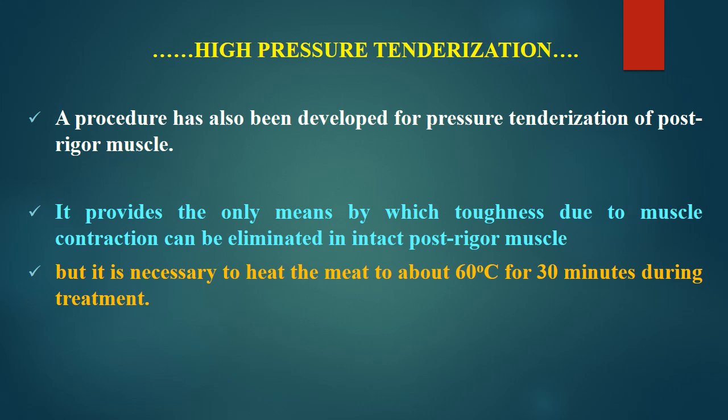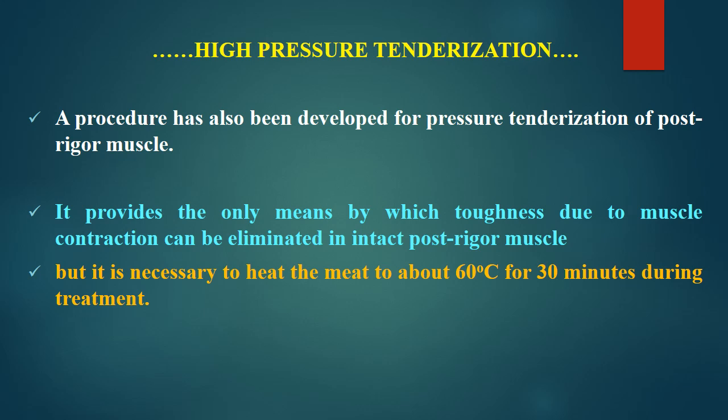Further, in continuation of high pressure tenderization, this is a procedure which has been developed for pressure tenderization of post-rigor muscle. So earlier we have discussed about the tenderization of pre-rigor muscle, or to hasten or to accelerate the post-mortem changes, but there is procedure developed for tenderization of post-rigor muscle also. So in post-rigor muscle, it is the only means by which toughness due to muscle contraction can be eliminated. So we have seen earlier, the heavy contraction of muscle leads to toughness of meat, but such toughness can be removed only through this high pressure technique.